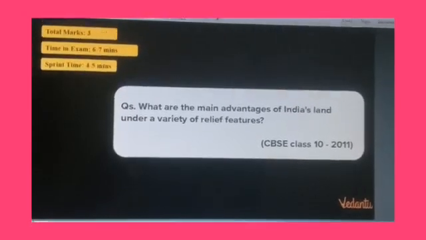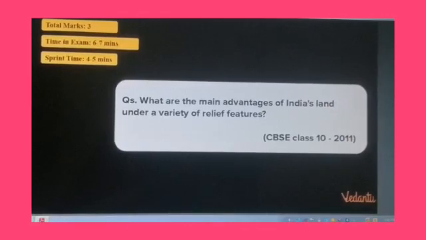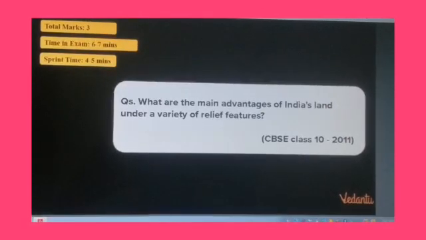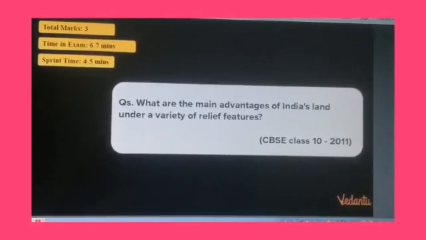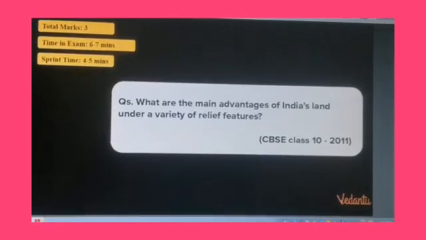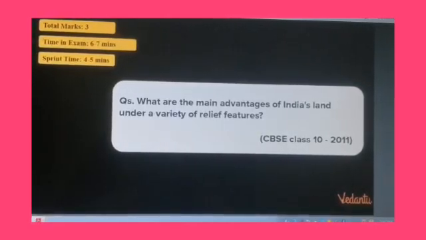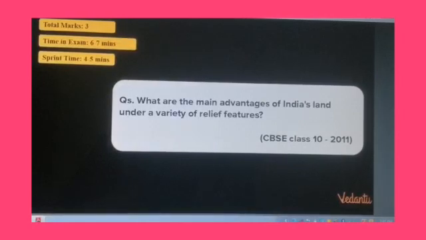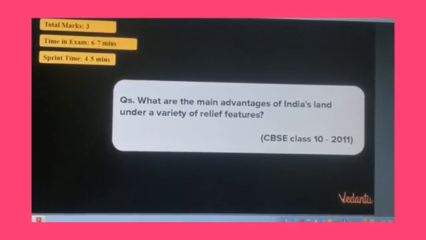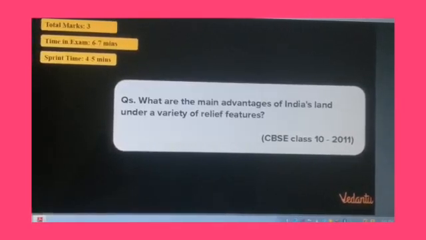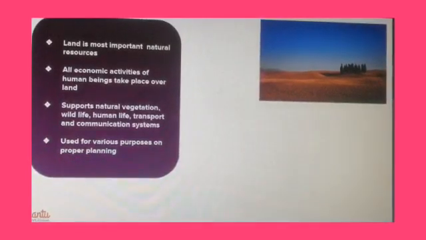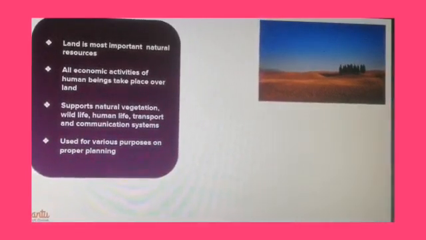What are the main advantages of India's land under a variety of relief features? This question has been asked in the 2011 CBSE board. The total marks they have given is 3. The exam timing is 6 to 7 minutes we have to write, and the spirit of time, 4 to 5 minutes we can finish off.